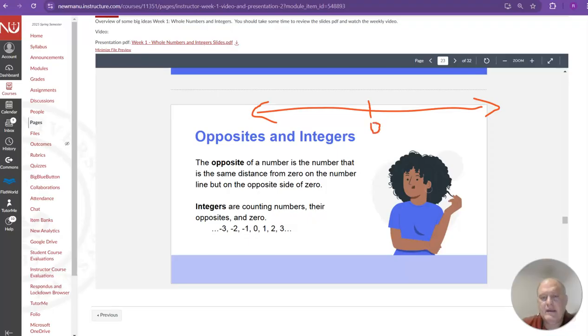So if we have a counting number or whole number of 2, notice 2 is 2 units from 0, because 2 minus 0 is 2. But we go also over here to the opposite, and the opposite of 2 is negative 2, and negative 2 is also 2 units from 0. In both these cases, the distance is 2. So keep that in mind. Integers are the counting numbers, 0, and their opposites. And opposites are the same distance from 0.